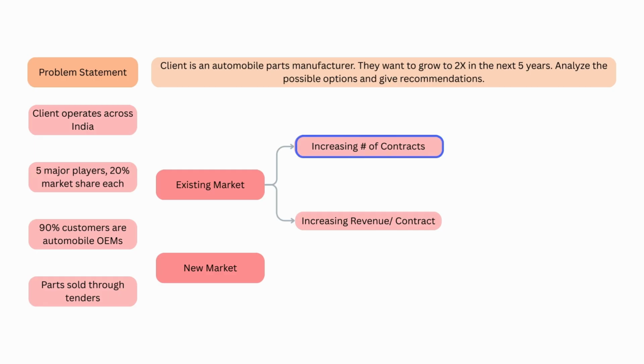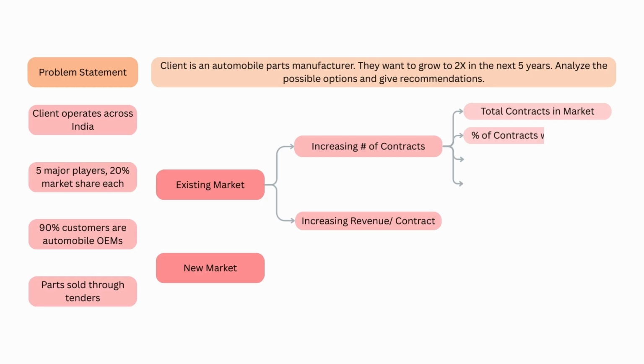Increasing the number of contracts. Here revenue equals number of contracts into revenue per contract. Since revenue per contract is fixed and competitive due to tendering, the most realistic lever is increasing the number of contracts we win. The number of contracts depends on four things. Total contracts in the market. We cannot control this. It depends on how many new cars each OEM plans to launch.